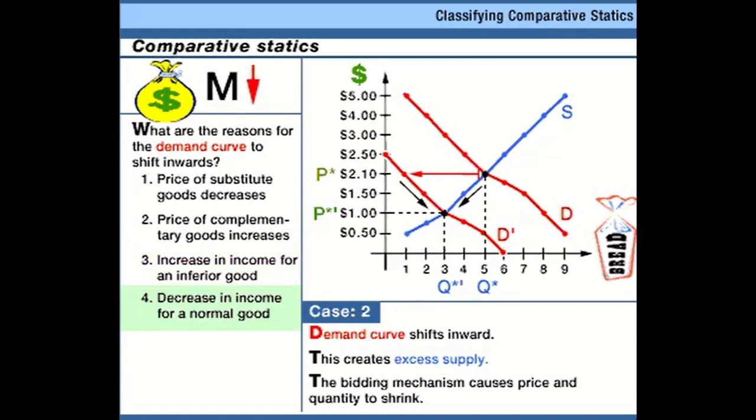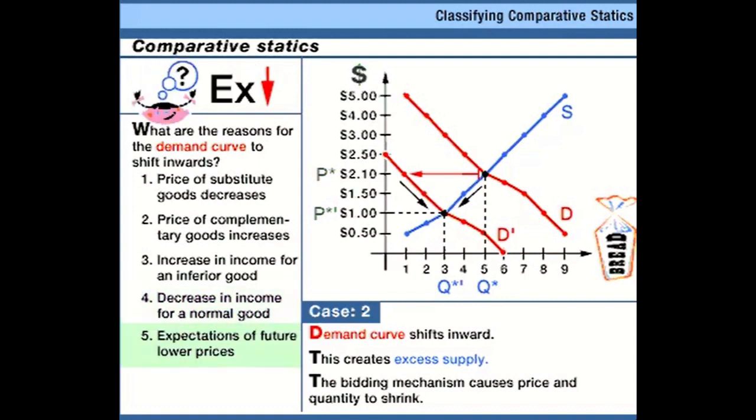Another thing that would shift inward the demand curve would be the expectation that the price of bread will fall. People delay their purchases of bread and the demand for bread shifts inwards. It's reduced. However, you can see that the expectation that future prices will be lower turns out to be a self-fulfilling prophecy. By reducing their demand for bread, people lead to a lowering of the price. The bidding mechanism kicks in, lowers the price of bread, and the expectation becomes self-fulfilling.